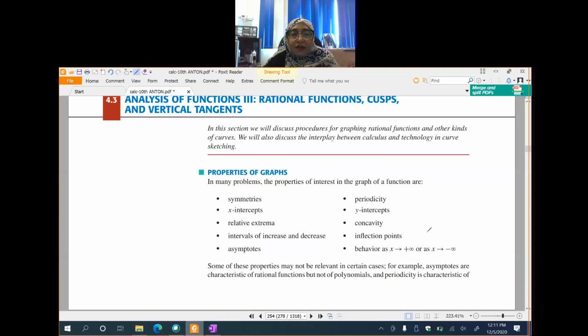In the previous sections we learned about concavity, relative extrema, intervals of increase and decrease, as well as inflection points. But it doesn't stop at these four properties. We can also check for its symmetry, x-intercept, y-intercept, the endpoints behavior, asymptotes, and the periodicity. I think that's it.